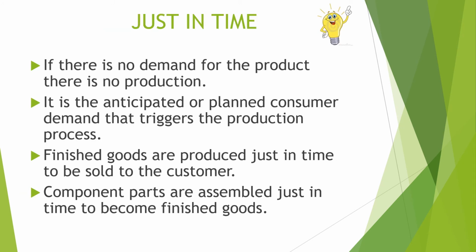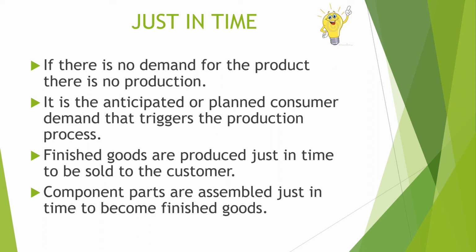We're finally going to move on now to just-in-time, and just-in-time is a method of inventory management where you are actually not buying any inventory in until the customer has actually placed an order with you. So you have no need whatsoever for a storage area because you're not holding any storage. So if there's no demand for the product, there's no production. It's the anticipated or planned consumer demand that triggers the production process. When people want to place orders with you, that's when production starts.